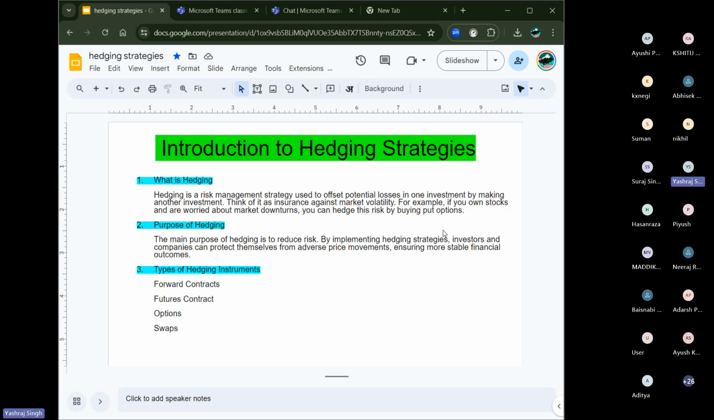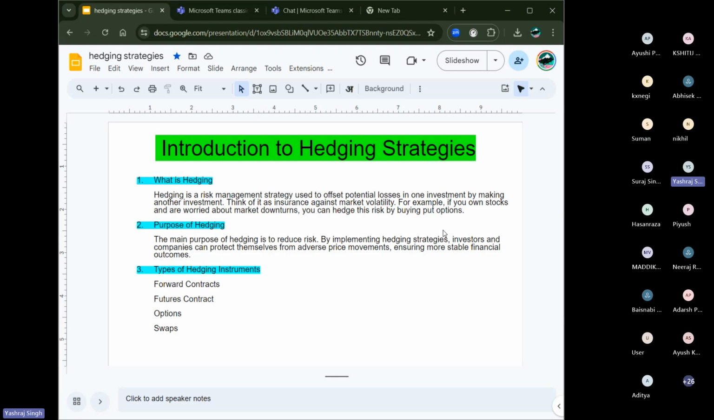So, introduction to hedging strategies. The first and foremost thing that comes to mind is: what is hedging? You can think of hedging as insurance. Not life insurance; think of it as health insurance, because with life insurance, a lot of people take it as a negative thing. But let's talk about what exactly hedging is in financial markets.